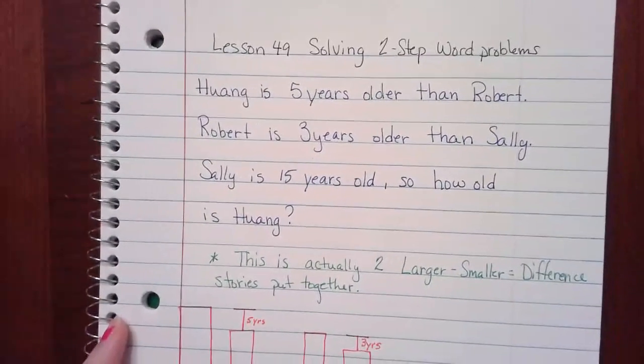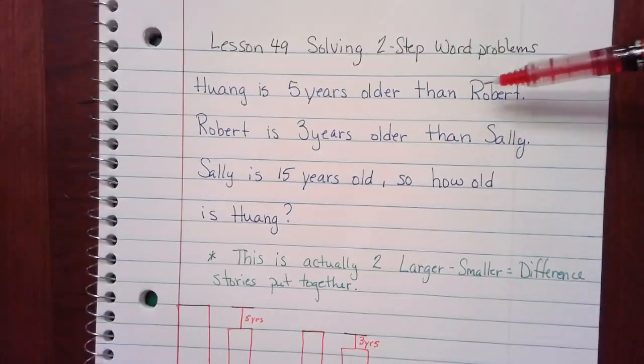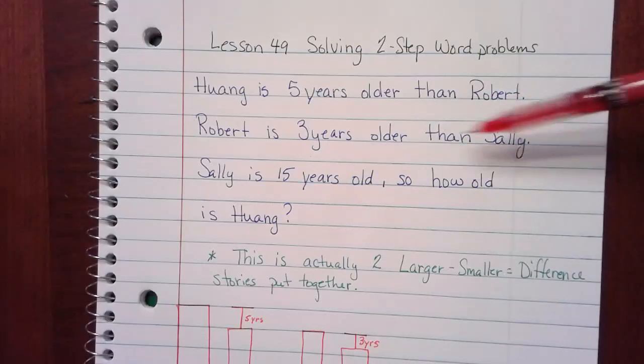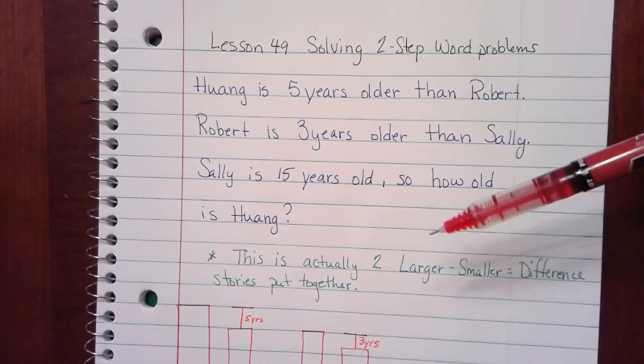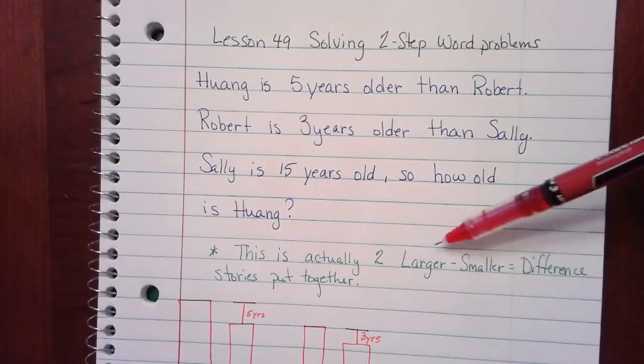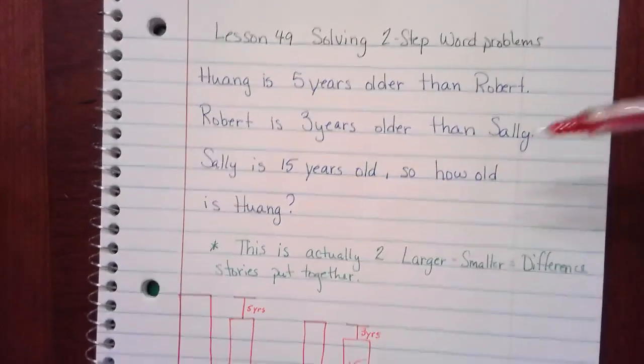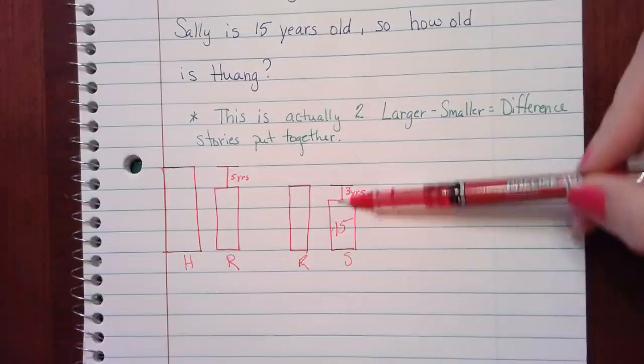So the first problem that we have is one of our examples in the lesson. It says Huang is 5 years older than Robert. Robert is 3 years older than Sally. If Sally is 15 years old, how old is Huang? Okay, so there's actually two larger, smaller difference problem stories put together. If you remember, a few lessons ago, we did these pictures.